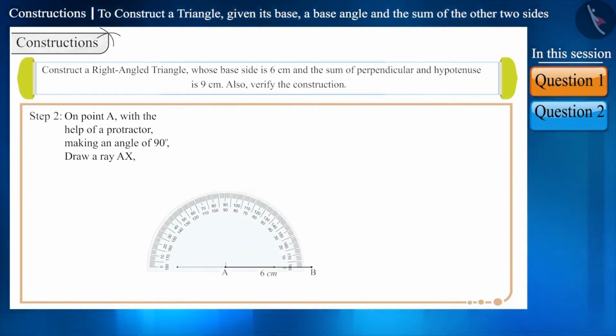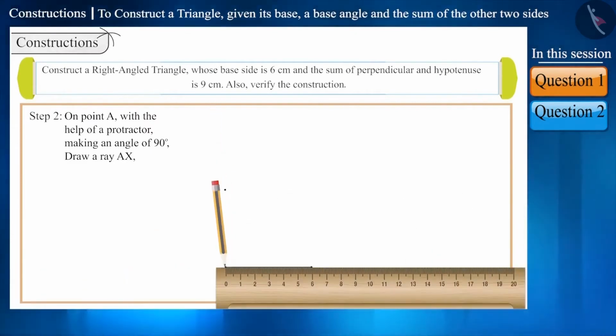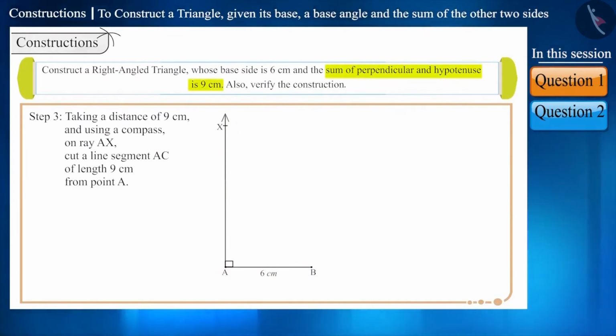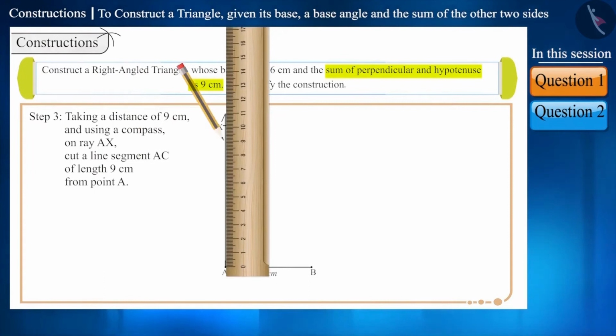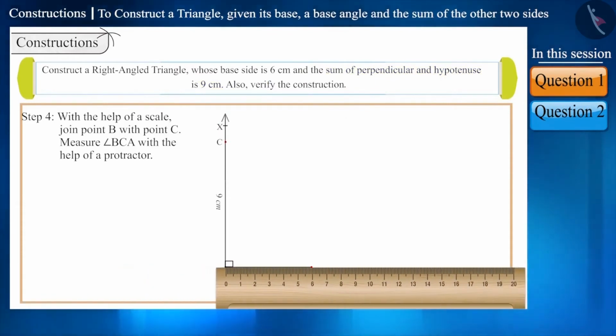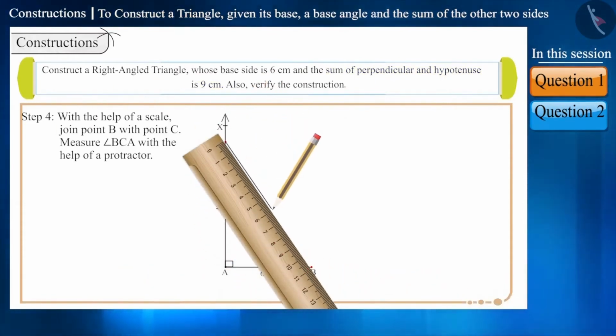Step 2. Now, on point A, with the help of a protractor, making an angle of 90 degrees, draw a ray AX. Step 3. Taking the sum of the lengths of perpendicular and hypotenuse, which is 9 cm, and using a compass on ray AX, cut a line segment AC of length 9 cm from point A. Step 4. Now, with the help of a scale, join point B and point C.